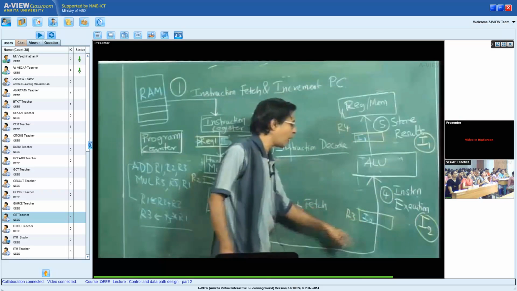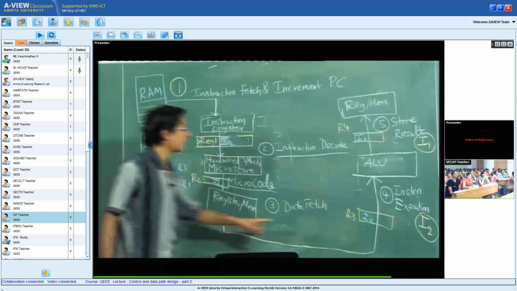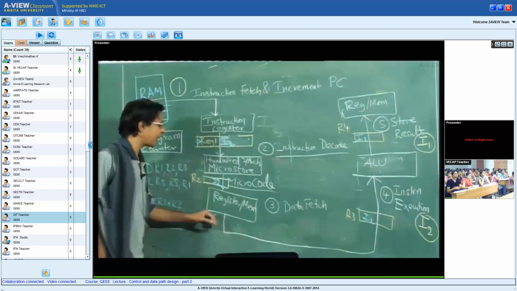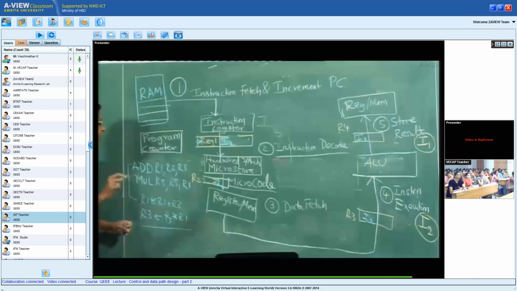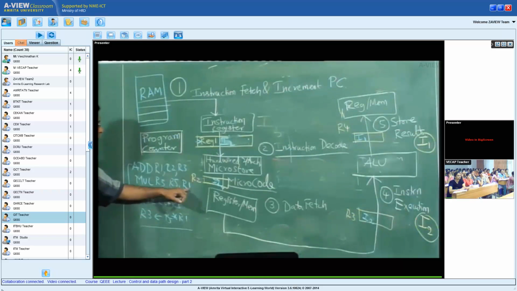If I am going to fetch the data for I2 when I1 is getting executed, I will not get that value of R1 which is given by this add instruction. I will get the value of R1 that was before the execution of add. So, that means I will not get the correct answer here. This R1 should be the result of this add, but I am not going to get it here.